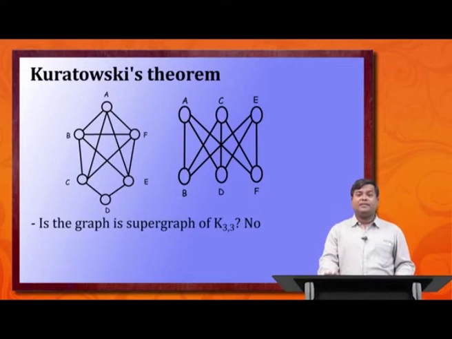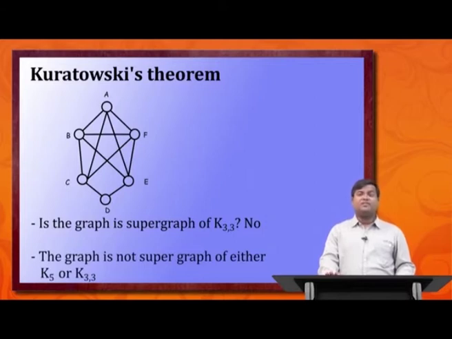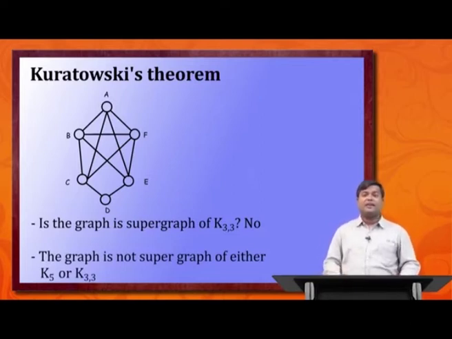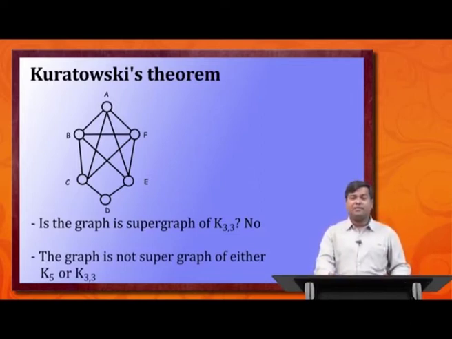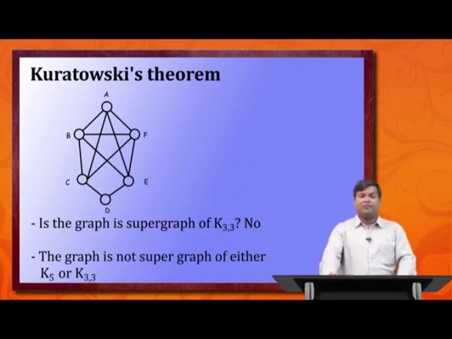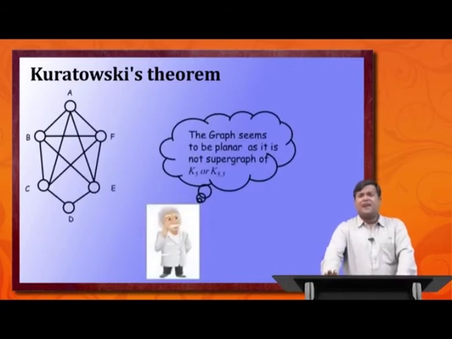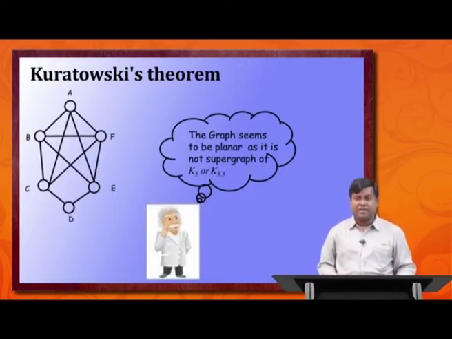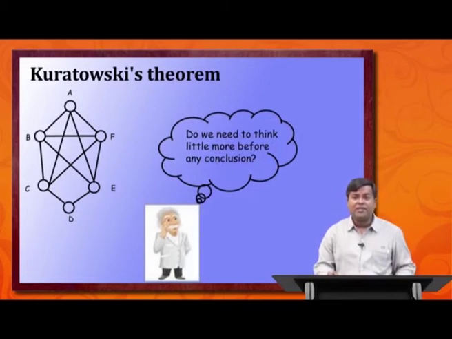So we can conclude that this new graph, which we are trying to cross-check whether it is planar or non-planar, is not a supergraph of either K5 or K3,3. I have given the reasoning why it is not a supergraph of K3,3. So the final answer is the graph is not a supergraph of either of them. It looks like this graph is planar, right? Because it is not a supergraph of either K5 or K3,3. Now the question is, shall we conclude that it is a planar graph? Do we need to think a little more before any conclusion?